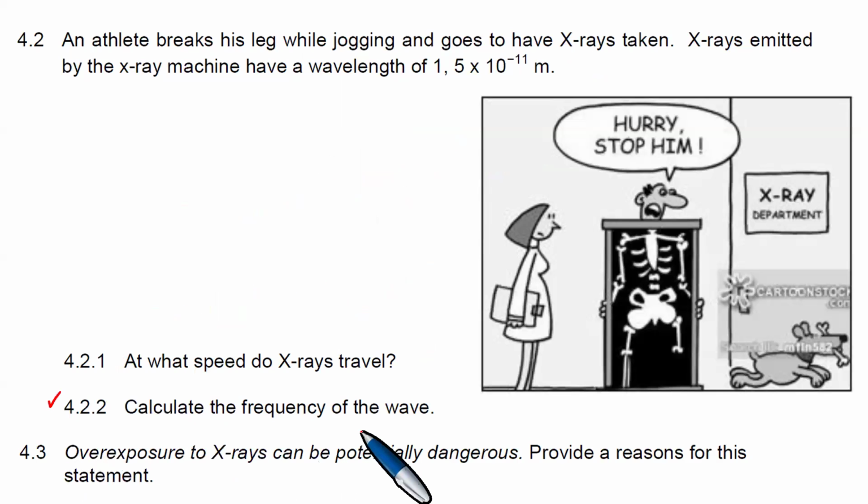4.2.2. Calculate the frequency of the wave, because I can see that our time is running. We might not even finish, but let's just cruise quickly.